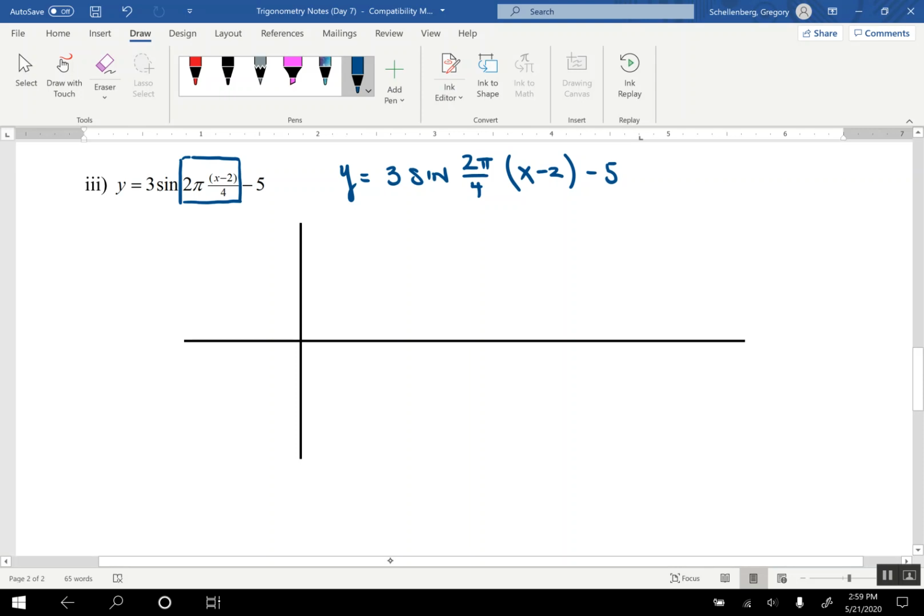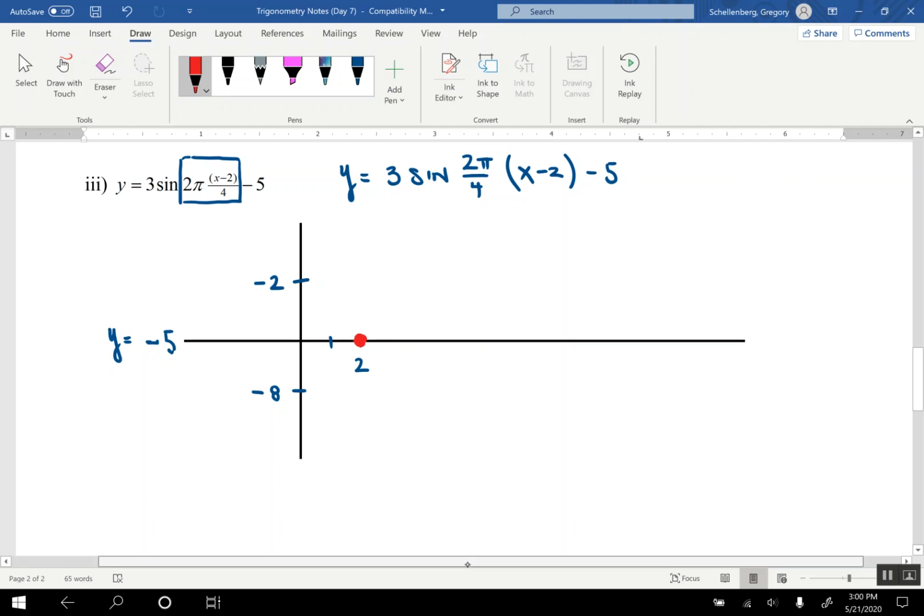Okay, so let's go through and start to graph this. Our x-axis, y is equal to -5. Our amplitude is going to be, or our max value is going to be 3 above this. So our max is at -2. And our min value is going to be 3 below this at -8. Okay, we have a starting point of 2 units to the right. We'll call that 2, and it's a sine function, so we're starting at a midpoint.